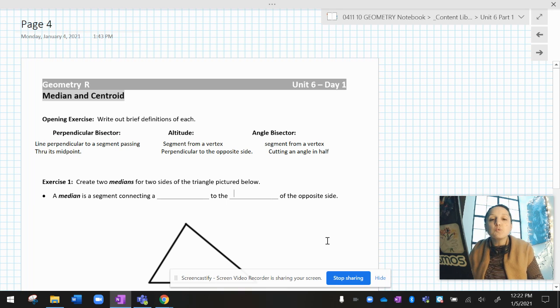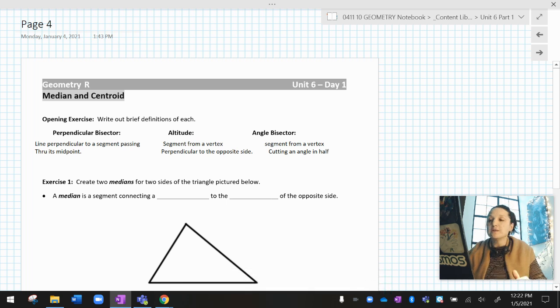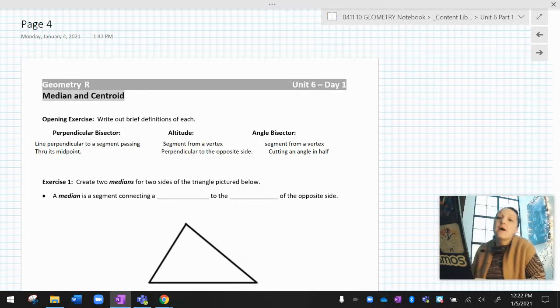Geometry friends, and welcome to the start of Unit 6. This unit is a lot about triangle relationships and then how those triangle relationships end up leading to quadrilateral relationships. So we're going to start off with some definitions here.